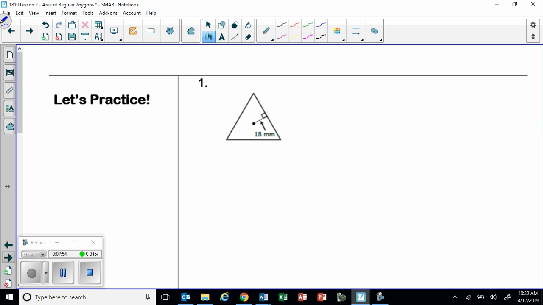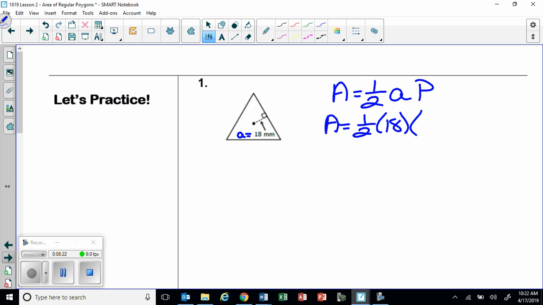I can use the 1/2 apothem times perimeter. I can figure out what my side length is going to be and use the 1/4 side squared square root 3. Since they gave me the apothem, I am going to go with 1/2 apothem times perimeter. So this is going to be 1/2 times 18 times, I've got no idea at this point.